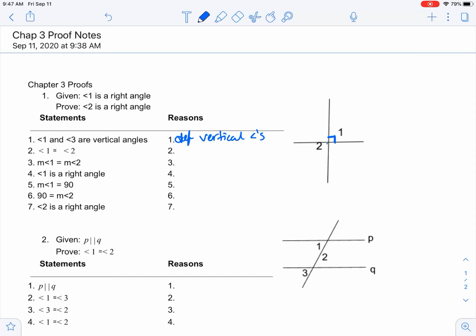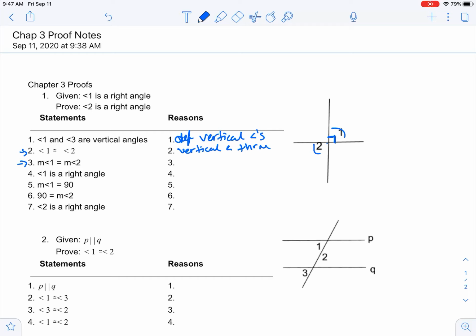Okay, so if they're vertical angles, what do we know about them? If they're vertical angles, then we can jump to say, okay, so I know that angle 2 and angle 1 are congruent. That would be the vertical angle theorem. That's the difference between the definition and the theorem. The theorem is actually giving you, hey, those are congruent.